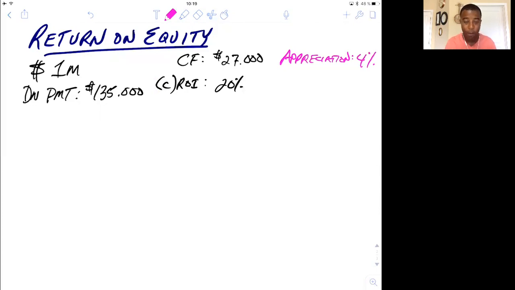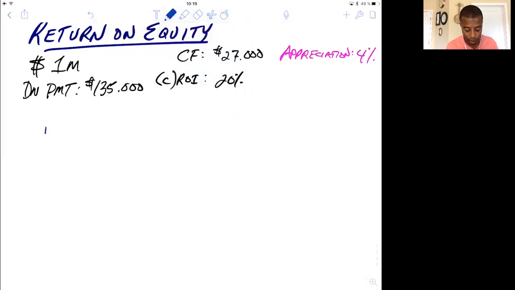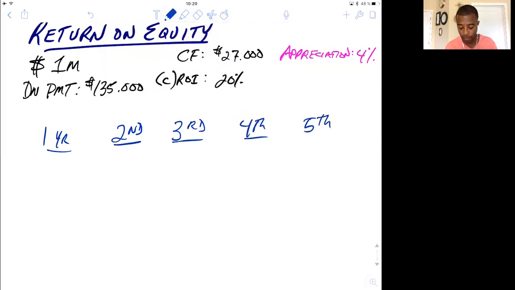So as I mentioned before, we want to look at this over the first 5 years. If we take a look at the first year in terms of equity, how much equity is in the first year? Let me just draw that out. Year one, year two, year three, year four, and year five.